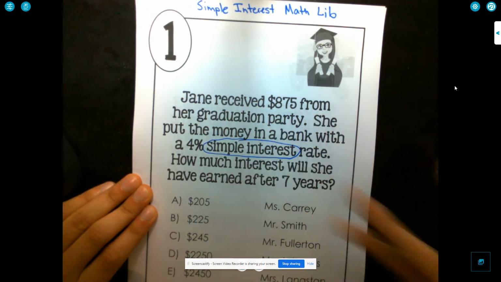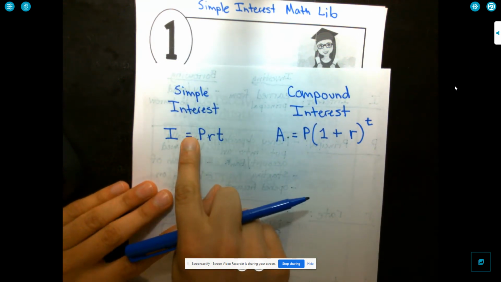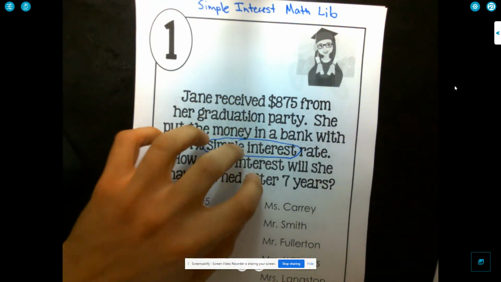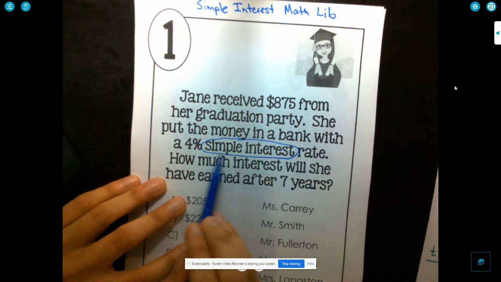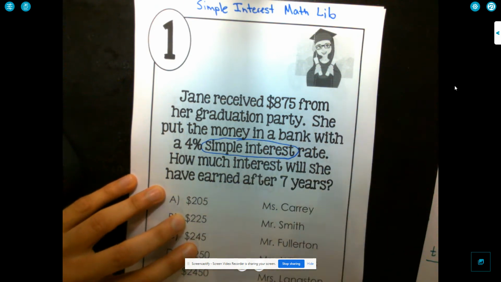Alright, so we're dealing with simple interest. Remember, this assignment's dealing with just simple interest. On Monday, we'll go over compound interest, but this assignment is just simple interest. So we'll have to look and see simple interest. How much interest will she have earned after 7 years?